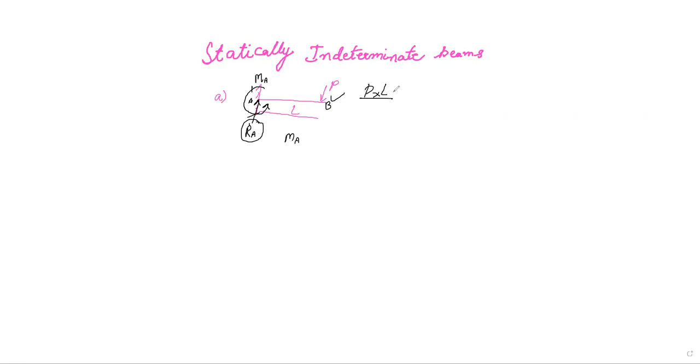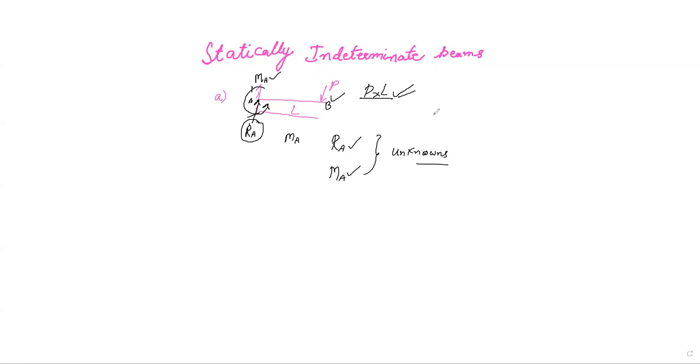So in order to nullify the effect of this moment, a moment will be created at end A, that's called MA. So in this case, we are having two unknowns. The reaction RA is one of our unknowns, and the moment at end A is our other unknown. These are our two unknowns, and how do we find the value of these unknowns?